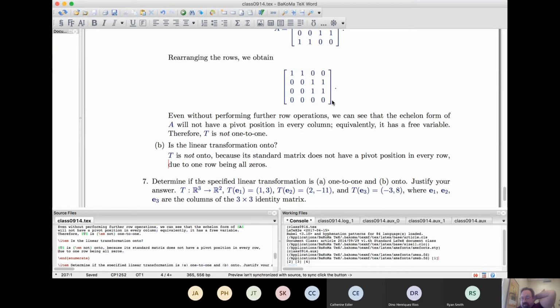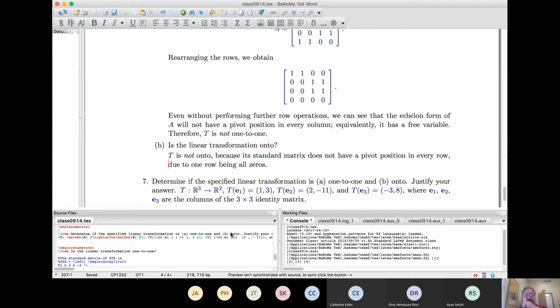So if you've reduced a matrix, not necessarily to echelon form, but enough to see whether you get a pivot position in every row or every column, then you can answer these questions about whether it's one-to-one or onto. Questions there?